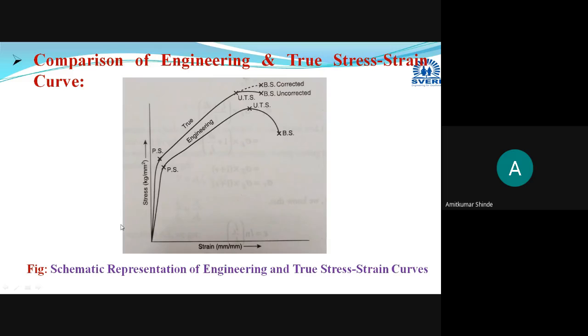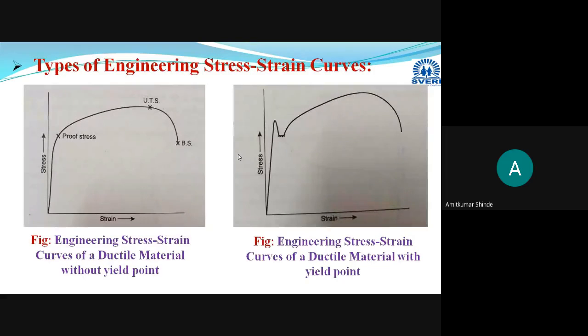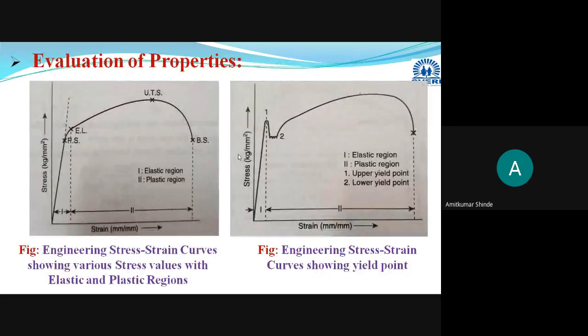As you know, from the load you will get the stress values, and from the change in length values you will get the strain values. Then two types of stress strain curves will be obtained: the engineering stress strain curve and the true stress strain curve. There will be a slight difference between these two. So in this way the tensile testing is conducted. Now here the evaluation of the properties is done. I will explain the terms. What is the meaning of these curves?